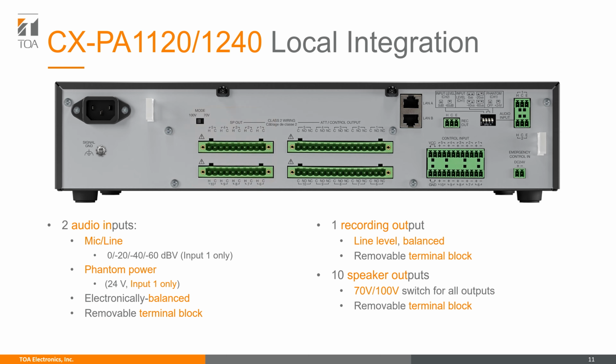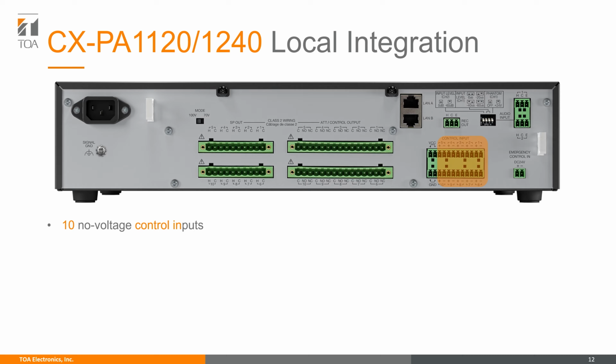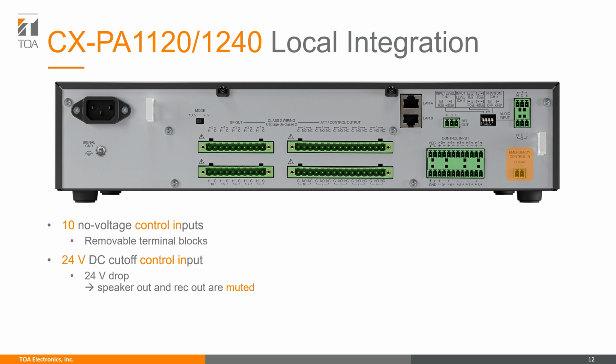Now, let's take a closer look at the control connections. First, the input side. We have 10 no-voltage control inputs, which are connectable via removable terminal blocks. Next to that, you'll find a 24-volt DC cutoff control input. When activated through the software, this acts as an emergency cutoff function, which can be controlled by an external system. When the signal drops below 24 volts, both the speaker and recording outputs are muted. Once again, this input is connected by terminal block.